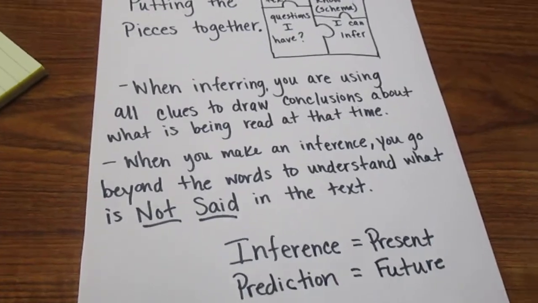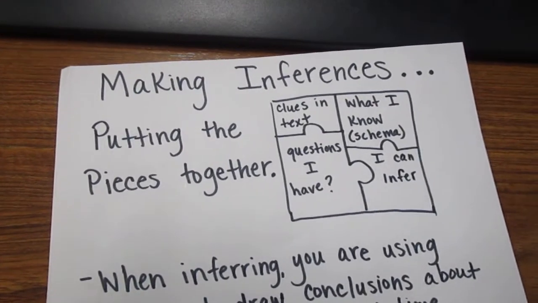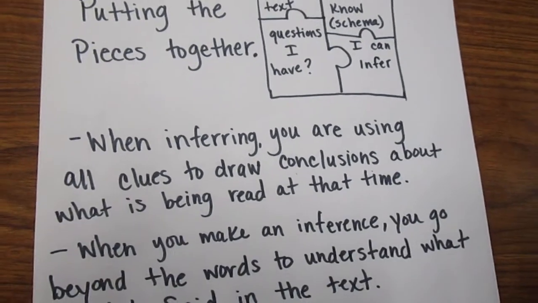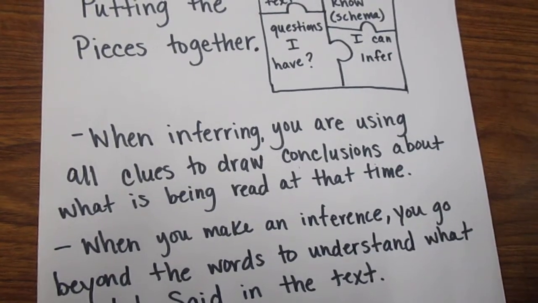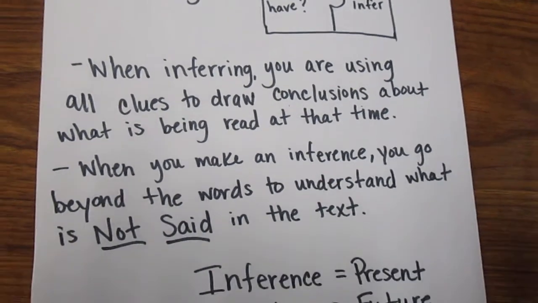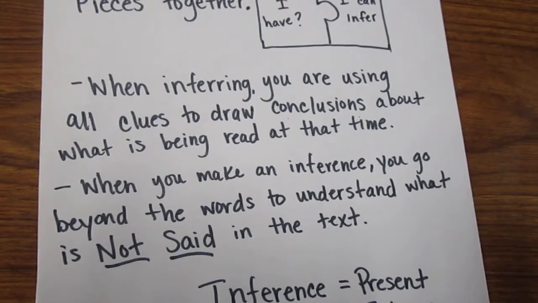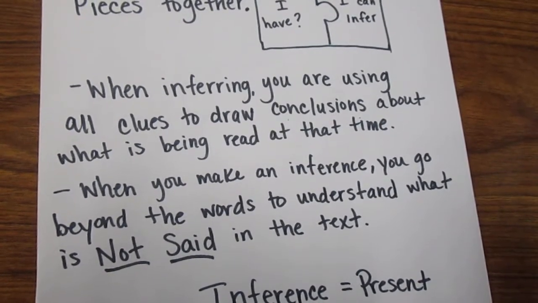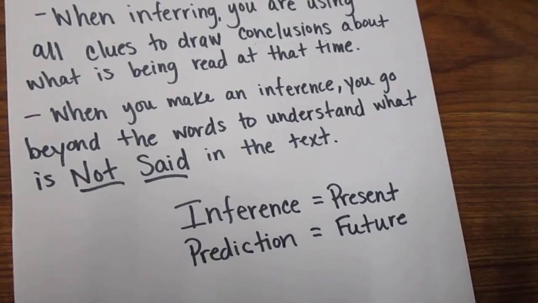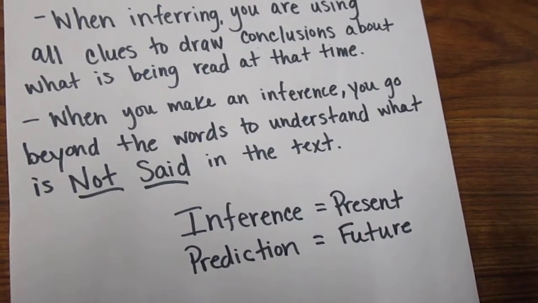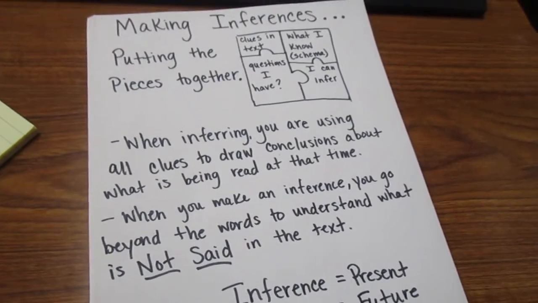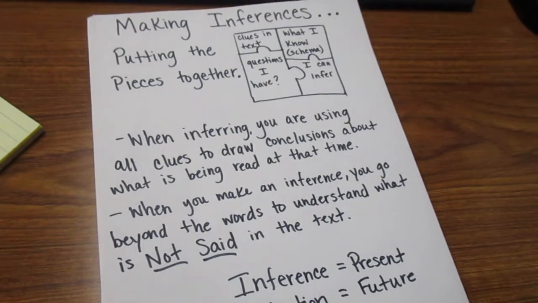So this is what your notes should look like. Making inferences, putting the pieces together. When inferring, you're using all clues to draw conclusions about what is being read at that time. When you make an inference, you go beyond the words to understand what is not said in the text. And an inference equals the present, a prediction equals the future. All right, I hope everyone has been paying attention and has all their notes written down.